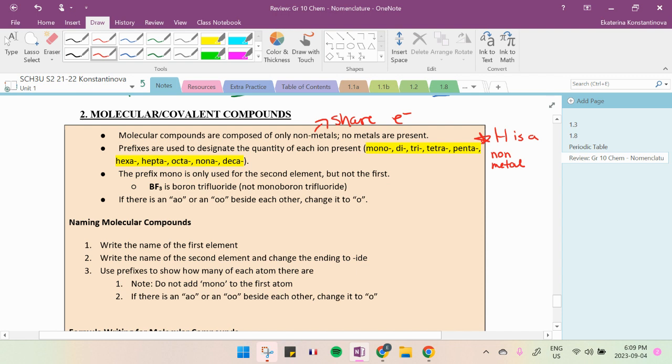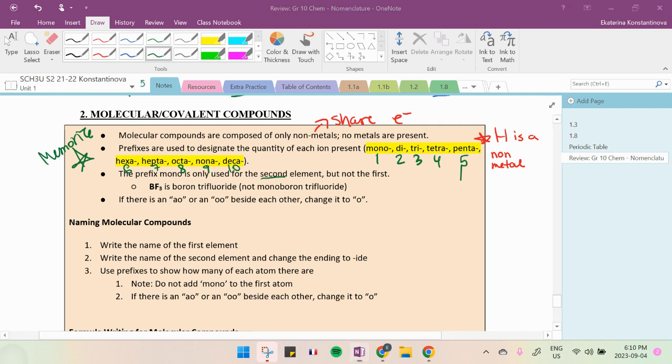You need to use your prefixes. So when you're using your prefixes, you have mono, di, tri, tetra, penta, hexa, hepta, octa, nona, deca. In grade 10, you had them given to you. This year, you need to memorize them. Okay, mono is 1, di is 2, tri 3, tetra 4, penta 5, hexa 6, hepta 7, octa 8, nona 9, deca 10.